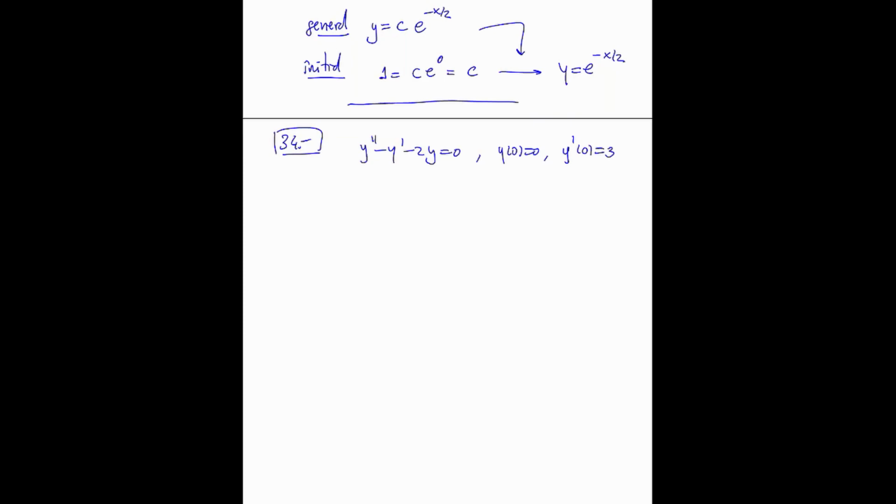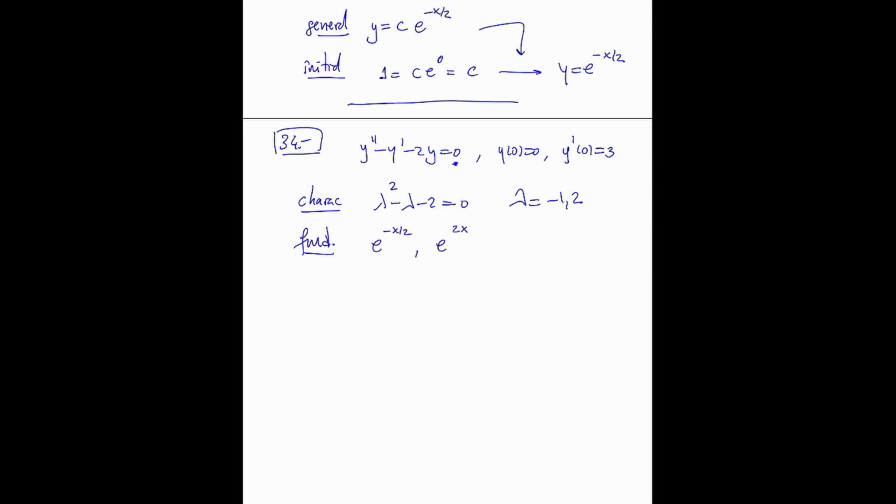Now we have a linear equation of degree 2. Again it's a homogeneous equation, so it's easy. Characteristic polynomial: lambda squared minus lambda minus 2 equals 0. The roots of this are minus 1 and 2. And now we go to the fundamental solutions. The fundamental solutions are e to the minus x and e to the 2x.